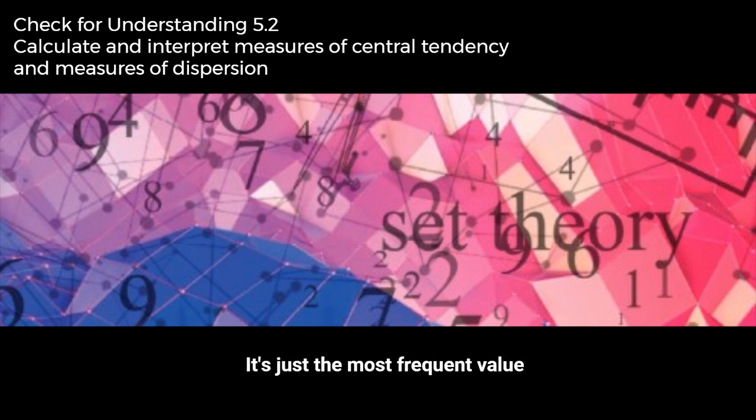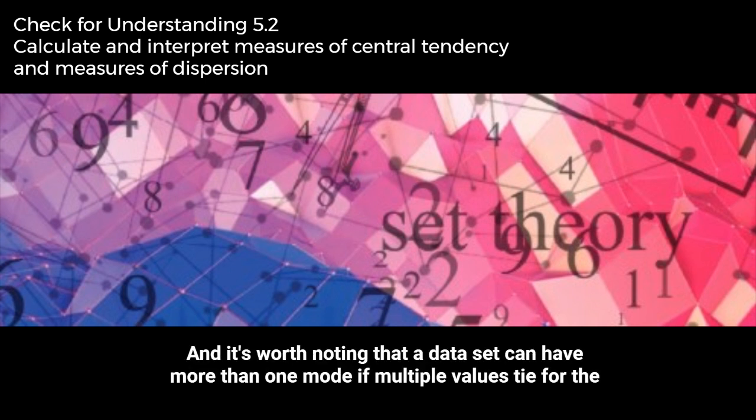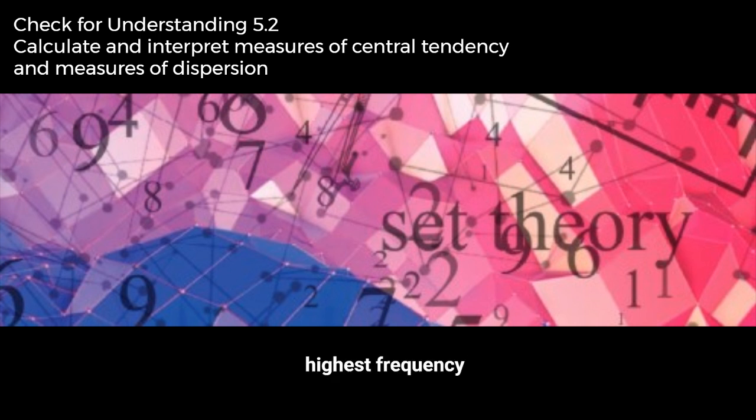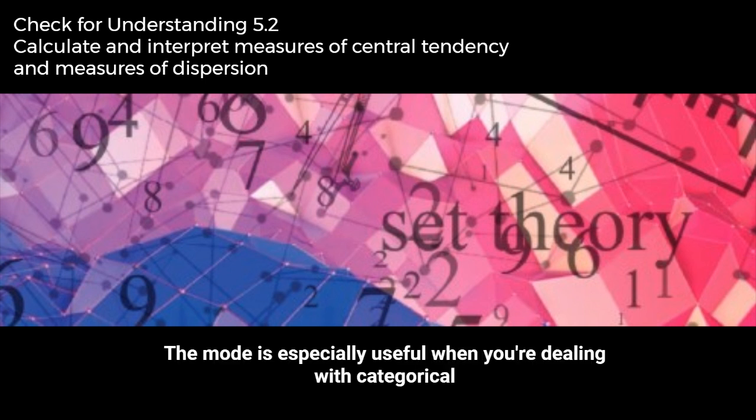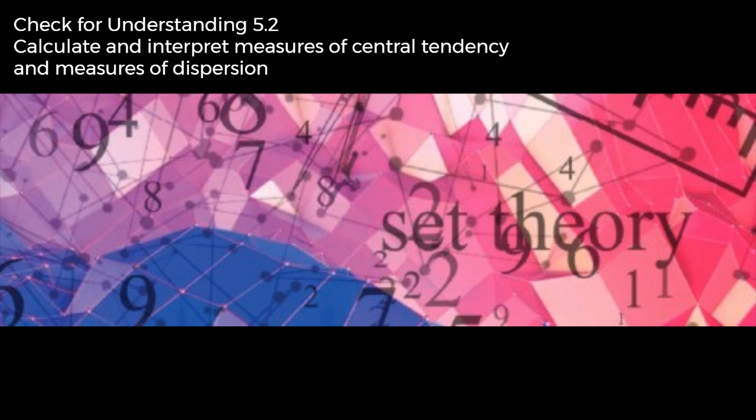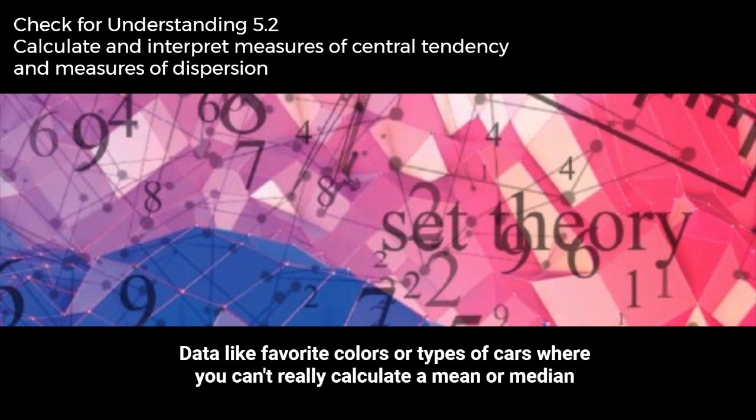Precisely. It's just the most frequent value. And it's worth noting that a data set can have more than one mode if multiple values tie for the highest frequency. Oh, right. Like if we had another 2 in that set, then both 2 and 7 would be modes. And I guess a data set could have no mode at all if all the values are different. Exactly. The mode is especially useful when you're dealing with categorical data, like favorite colors or types of cars, where you can't really calculate a mean or median.